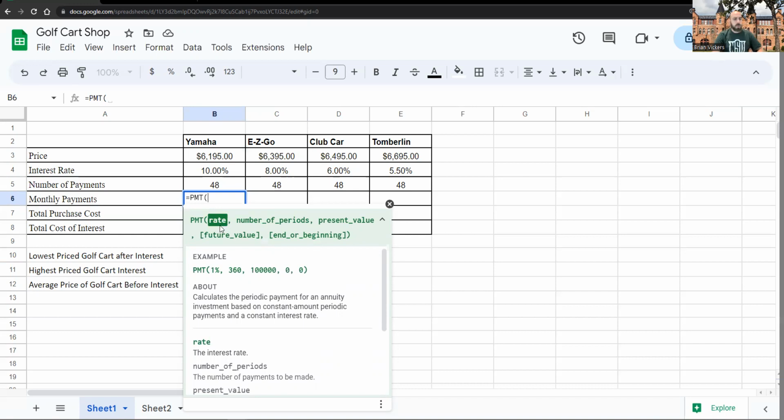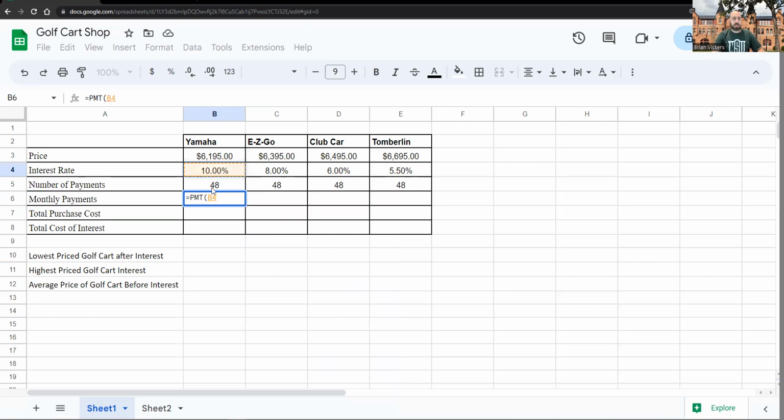But let's look at the first thing, and that's the rate. So we're told that the interest rate is right here on this Yamaha. It's 10%. Now the rate is always given as an annual rate. 10% annual. It compounds monthly whenever the payments are monthly. This is 48 payments, and so that's going to be 4 years, 12 months a year, 48 payments.